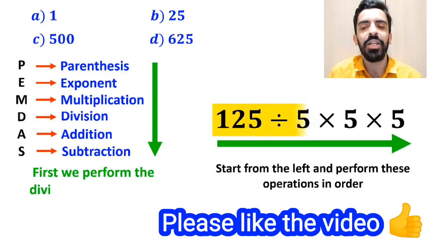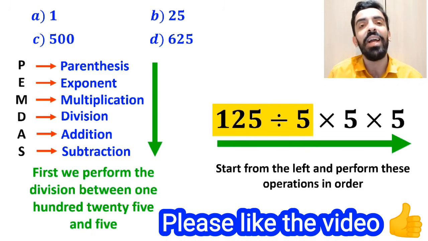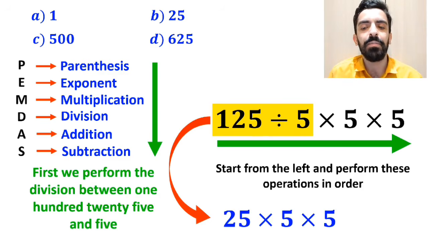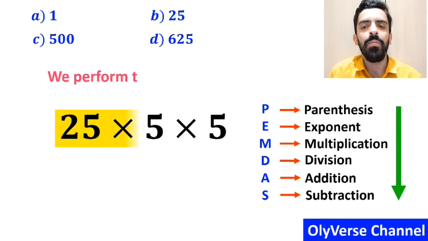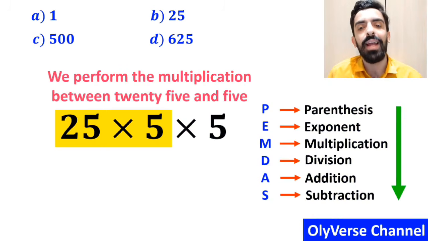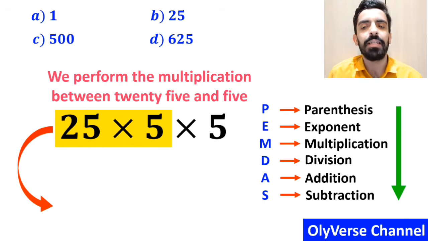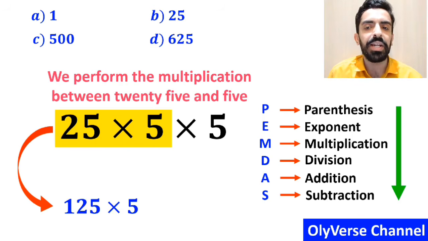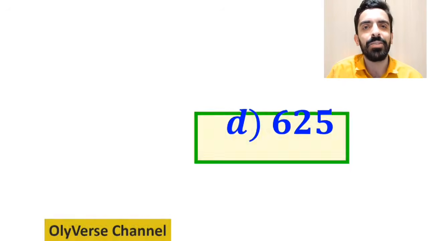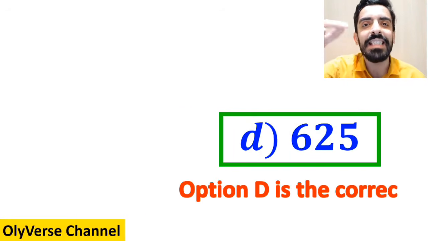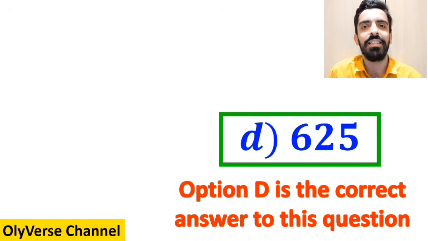So, first we perform the division between 125 and 5. Let's simplify this expression to 25 multiplied by 5 and again multiplied by 5. In the final step, we perform the multiplication between 25 and 5. And instead of this expression, we can write 125 multiplied by 5, which finally gives us the answer 625. That's great. Option D is the correct answer to this question.